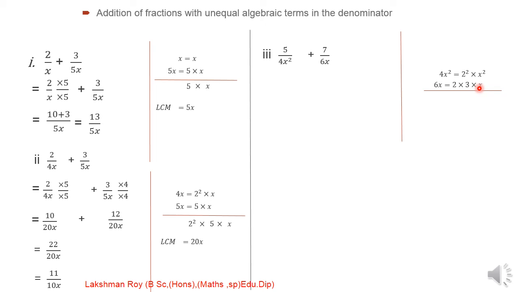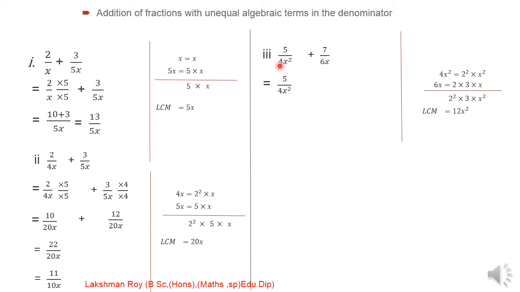Now take the highest power. What is the highest power of 2? 2 to the power 2 is here, right? That is the highest power. Then 3 to the power 1 is there, only 3. X to the power 2 is there, that is the highest power of x. Now take the product. 2 to the power 2 is 4, 4 into 3, 12. That means 12x square is the LCM, right?